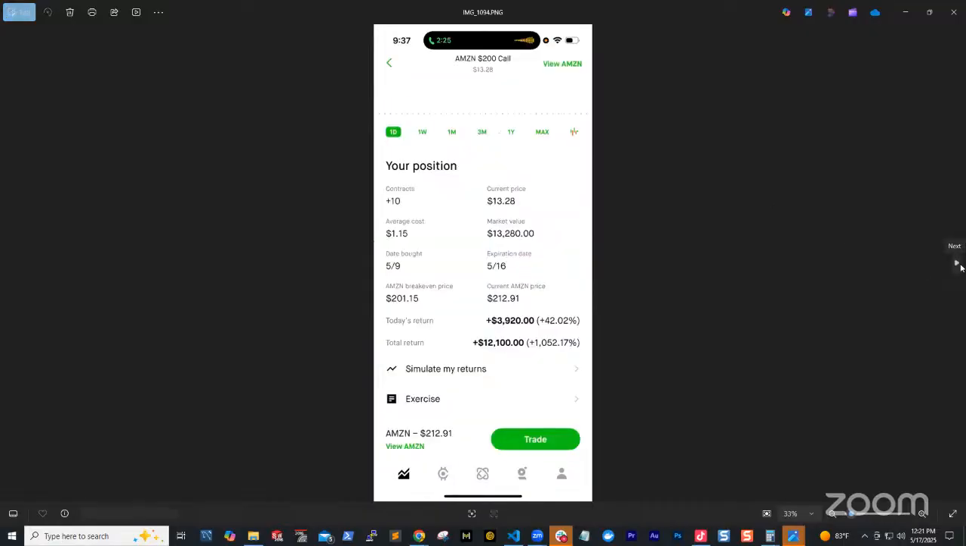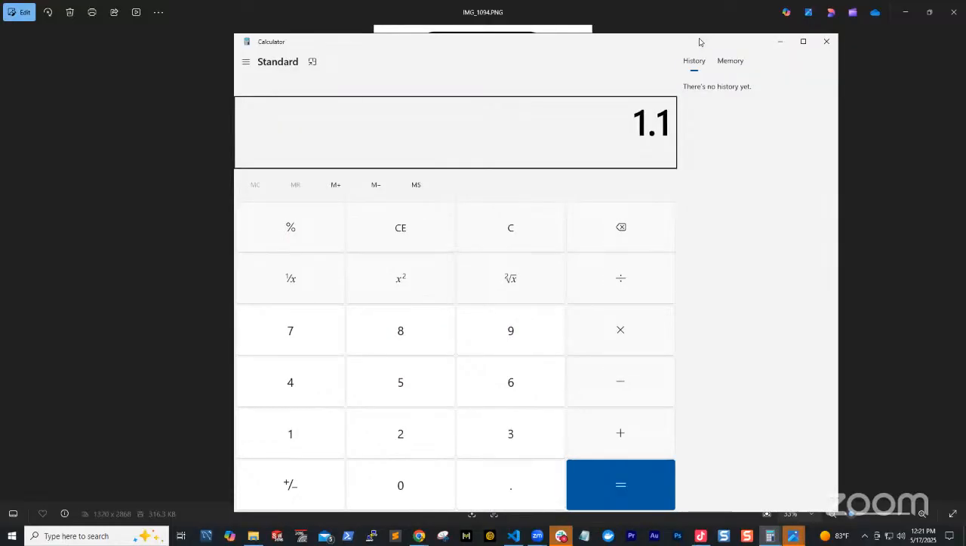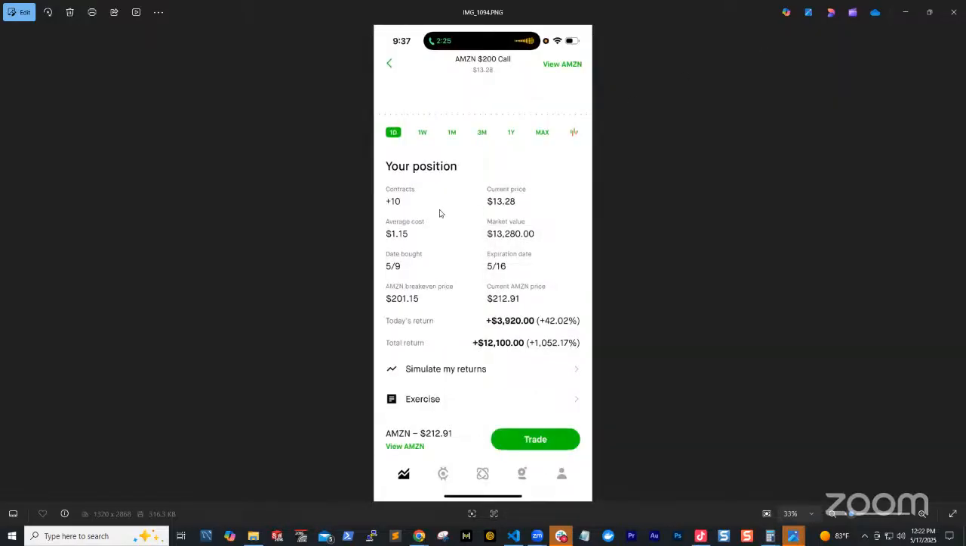Then this is the Amazon one that I put $1,000 in. So you can see how much it cost me here, right? That is 115 times 100 times 10. So that's how much I paid for it, $1,150. And you can see how much I made on it. The total return that I got back was about $12,000.